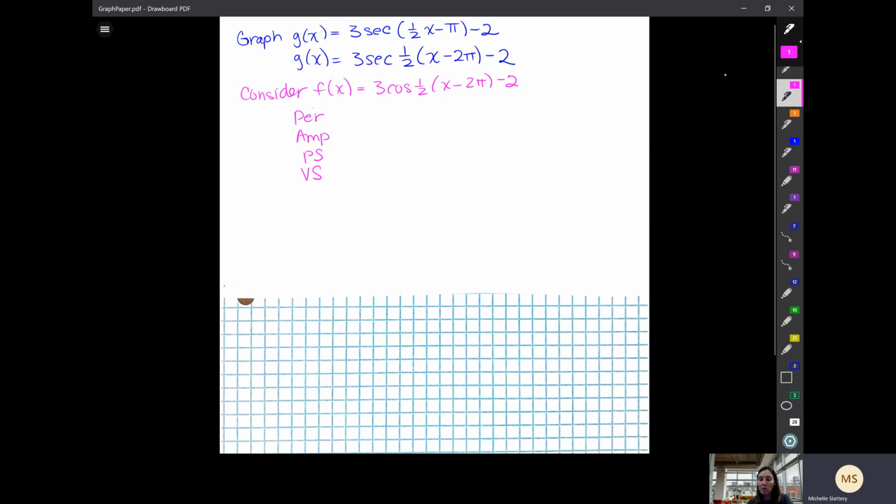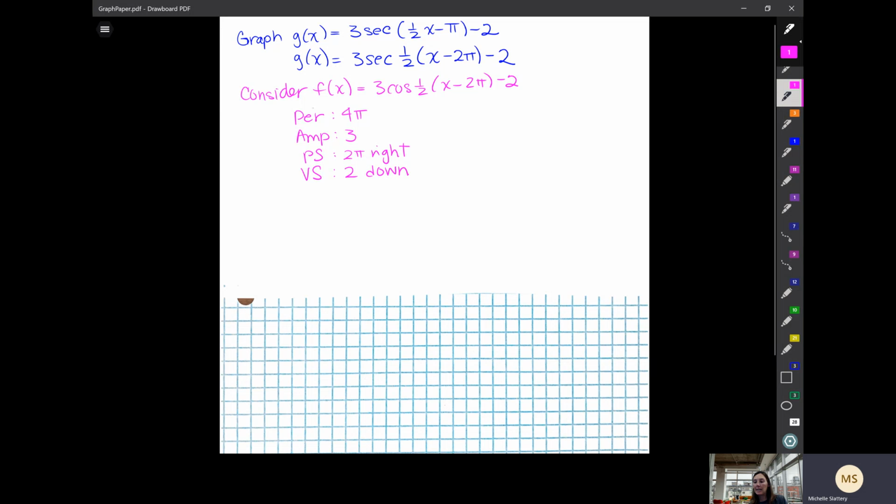So my period here is absolute value of 2 pi over b. So absolute value of 2 pi over 1/2 is going to be 4 pi. My amplitude is 3. My phase shift is 2 pi to the right. And my vertical shift is 2 down.